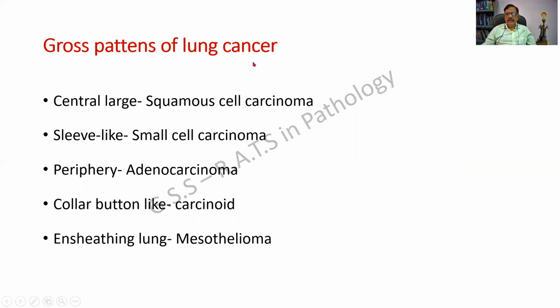This particular slide I created on my own just to recollect the patterns of the lung tumors. Central in location, large in size: squamous cell carcinoma. Sleeve-like pattern: small cell carcinoma. Periphery of the lung associated with scar: adenocarcinoma. Collar button-like: carcinoid. Ensheathing the entire lung is a mesothelioma. So this I feel will be useful for you people, both for recollecting as well as answering an MCQ.